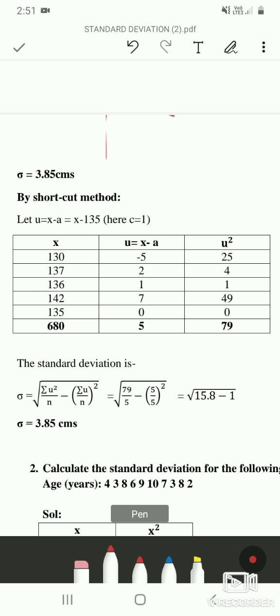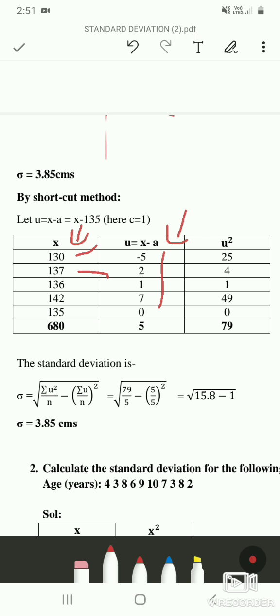Once you choose your a, the x value will be given. The next table would be finding u is equal to x minus a. The first value would be 130 minus 135, which is minus 5. Then 137 minus 135 is 2. Similarly calculate all the values.